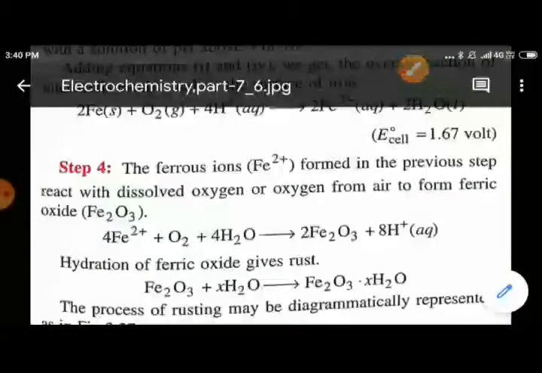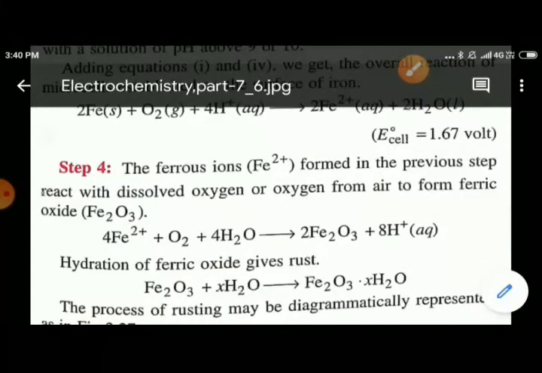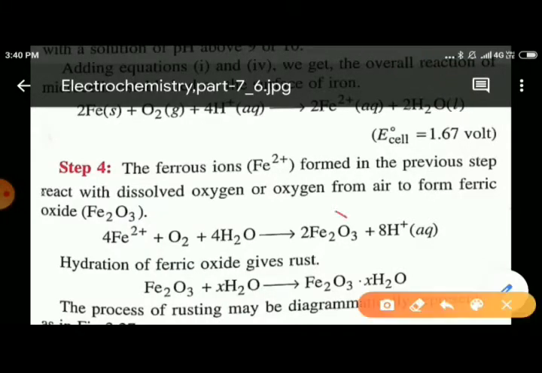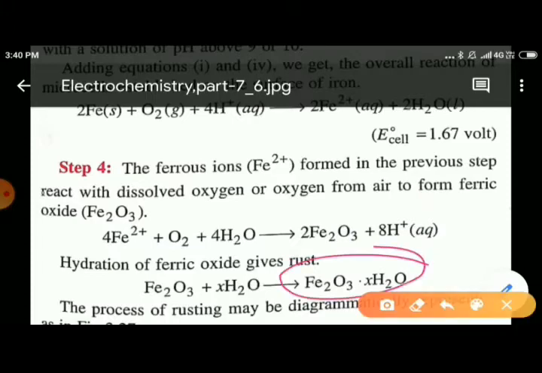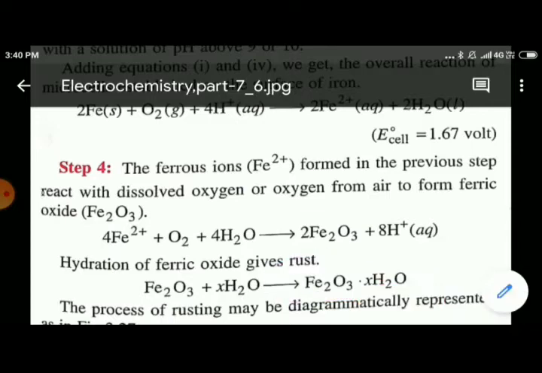Now in step 4, ferrous ion reacts with oxygen and water to form ferric oxide Fe2O3 and releases hydrogen ion, means the medium is found to be acidic. Ferric oxide, that is Fe2O3, comes in contact with water and forms hydrated oxide, that is Fe2O3 into X molecules of water. So this is known as hydrated ferric oxide.